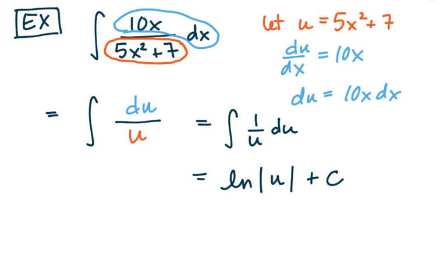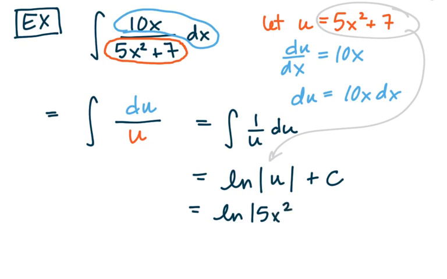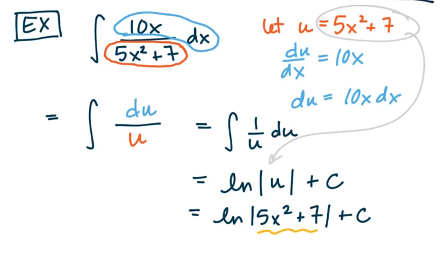So we're almost done, but we can't leave our answer in terms of u. We have to go back to x. So u in terms of x is 5x squared plus 7. So this becomes the natural log of 5x squared plus 7 plus c. And let me ask you, 5x squared plus 7, is it possible for that to be a negative number? And the answer is no.